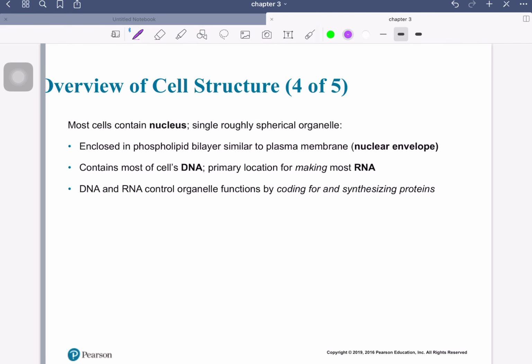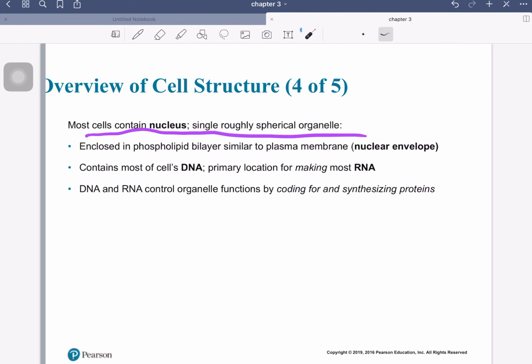Now, most cells contain a nucleus. Remember, I just said most cells, not all. Mature red blood cells get rid of their nucleus to make more room for hemoglobin, etc. Some cells have a number of nuclei because they were formed by fusion of precursor cells. But most cells contain a nucleus. And in many cases, it's a spherical organelle. Now, in some cells, it takes on very special shapes, but in general, it tends to be a round type of organelle.